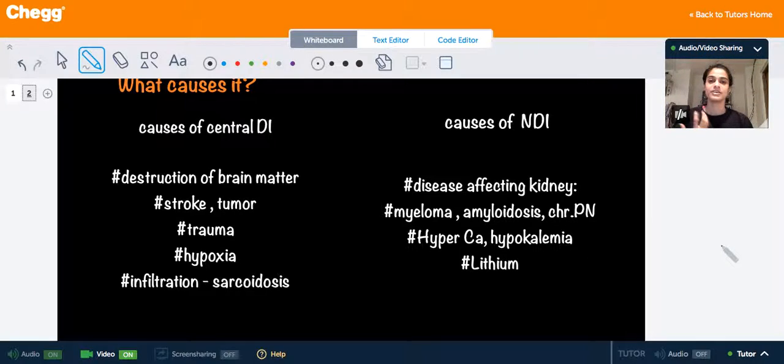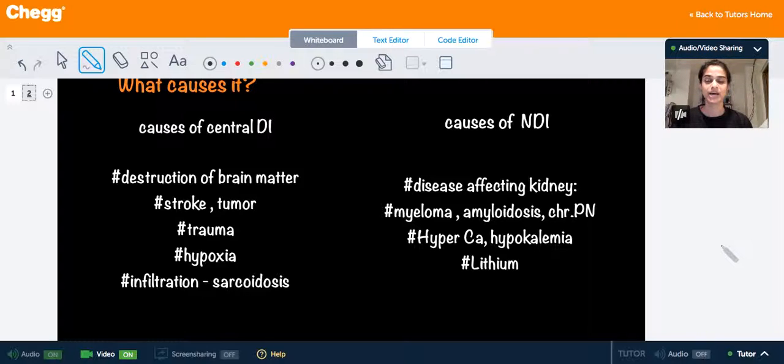Causes of nephrogenic DI are basically diseases that affect the kidney. For example, some of them are chronic pyelonephritis. Other diseases affecting the kidney are myeloma, multiple myeloma, and amyloidosis, which is again a type of infiltration. Hypercalcemia and hypokalemia are both conditions that can reduce the effect of ADH on the kidneys. And an important medication, lithium, often also causes nephrogenic diabetes insipidus.